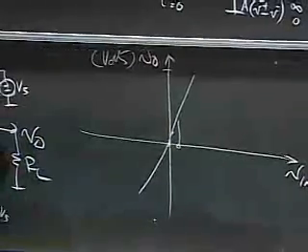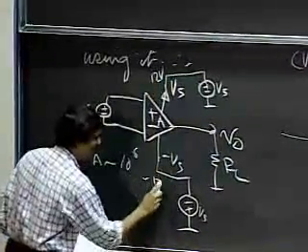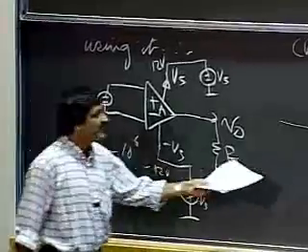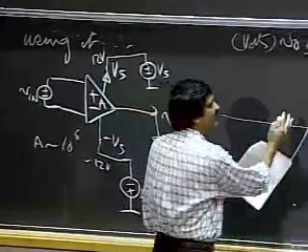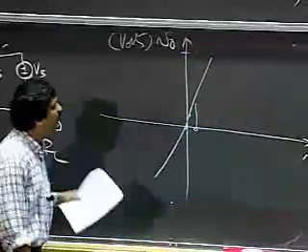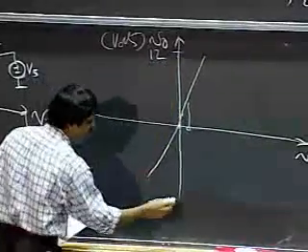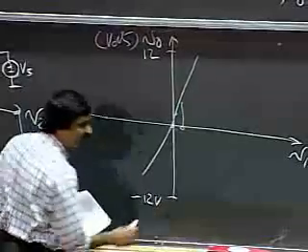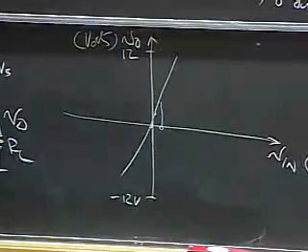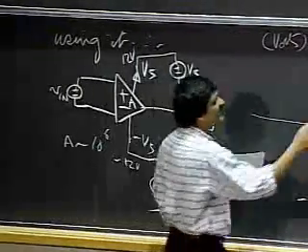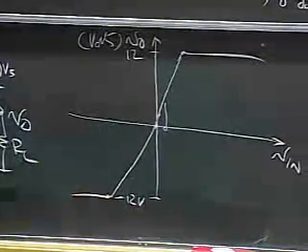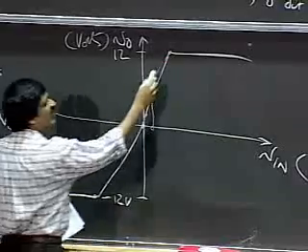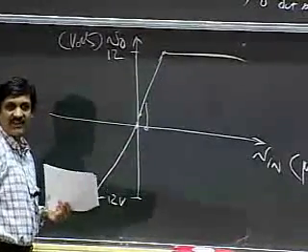Let's say my supply voltages are 12 volts and minus 12 volts. If this was an ideal amplifier and I didn't have to worry about the supply, this would just go on extending forever. But I have a plus 12 volt supply and a minus 12 volt supply, so my output cannot go past those limits, and therefore my output flattens out at these two points. This is called hitting the rails.